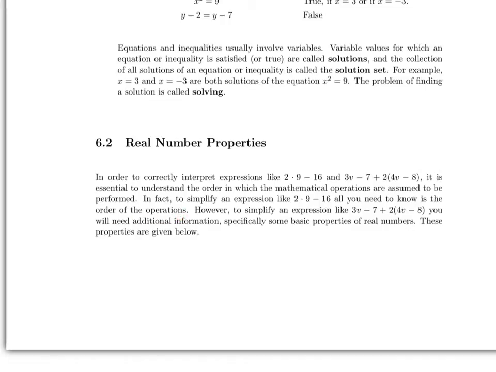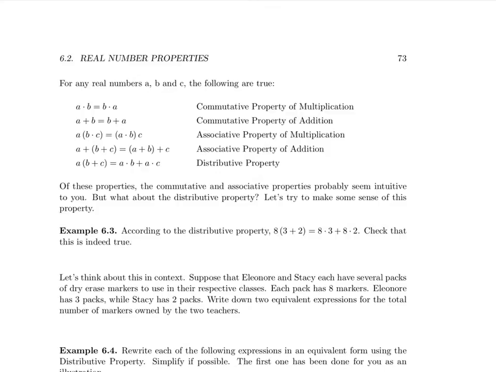of operations. However, to simplify an expression like this longer one here, you're going to need additional information, specifically some basic properties of the real numbers. In this screencast, we study these properties, and they're listed on the next page. For any real numbers a, b, and c, the following 5 properties are true. Let's look at the first one.